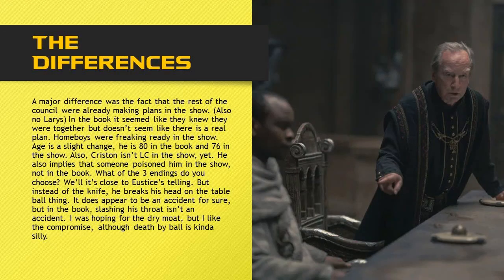And then they don't make Queen Alicent cut her hand because she's a girl. That's actually in the book. It's funny. All right. So the differences. A major difference was the fact that the rest of the council were already making plans in the show. Also, there is no Larys in the council.